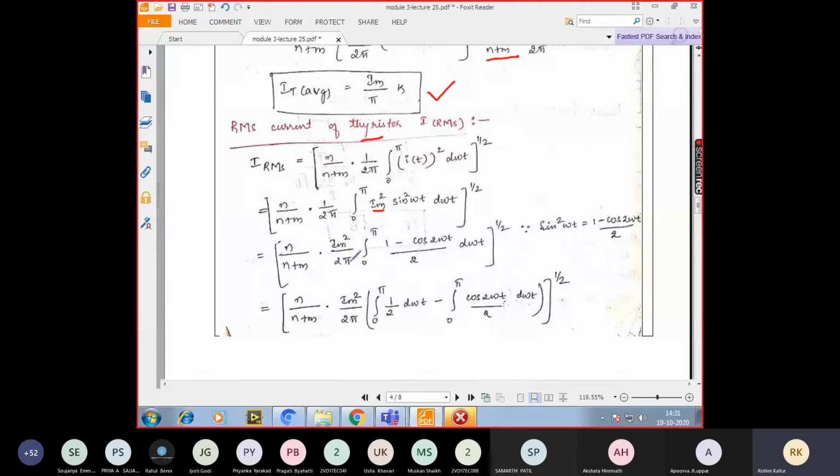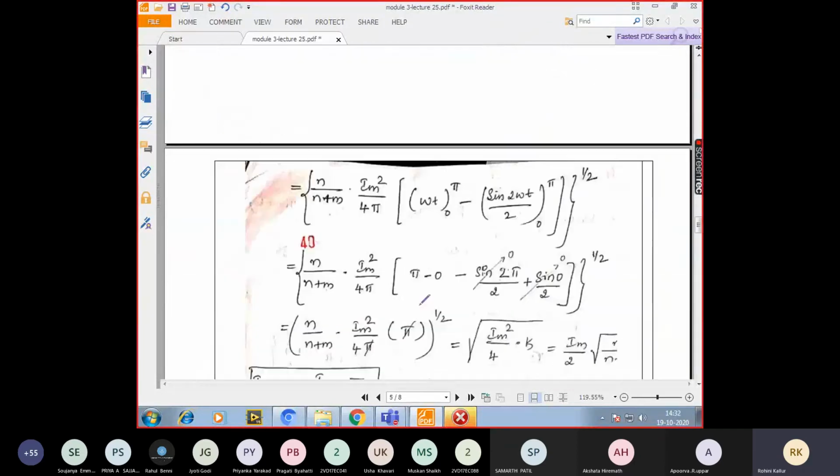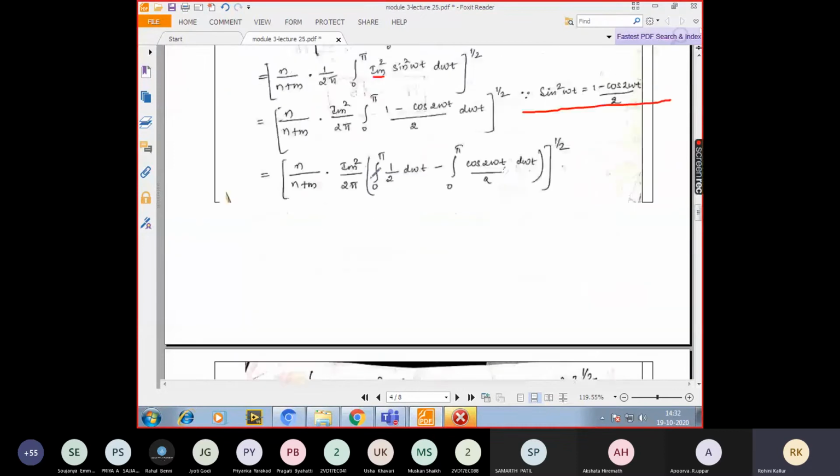So it is Im square by 2 pi integration from 0 to pi 1 minus cos 2 omega t divided by 2, because we know sin square omega t is equal to 1 minus cos 2 omega t divided by 2, and then d omega t under square root. Okay. So now split up this particular term. So it will be 1 by 2 d omega t minus cos 2 omega t divided by 2 into d omega t. Okay. Now integrate and then apply the limits. Okay. When you integrate and apply the limits, this will become what?